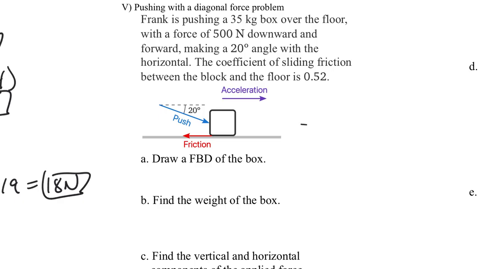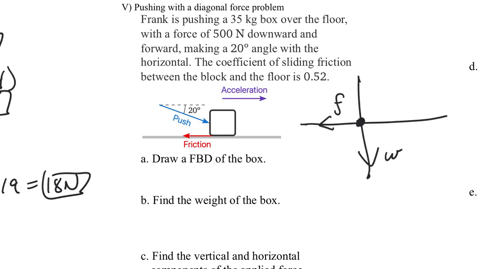So let's draw a free body diagram. Okay, here's the XY axis. There's the box, that dot. We got friction pointing that way. We got normal force pointing up. We got weight pointing down, a gravitational force.